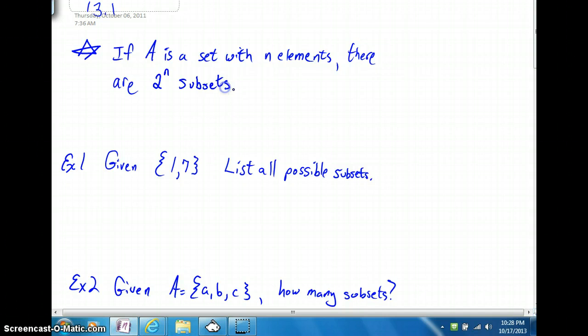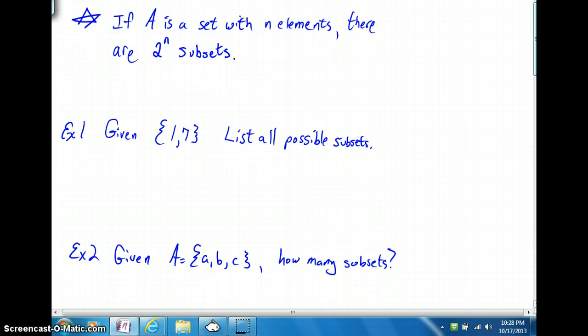So think of a set almost as a box or a bag with items in it. It does not have to be numbers. It could be letters or objects such as triangles, squares, whatever you'd like. But it's a collection of objects. We could say that there are n of them, n elements. You might wonder, wow, 2 to the n subsets. How is that going to work out? Let's take a look at a couple examples.